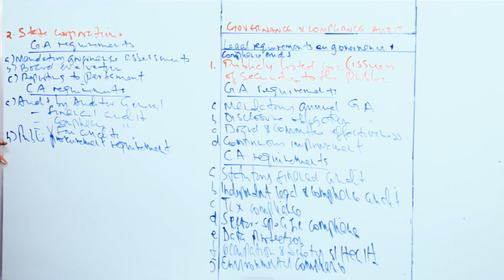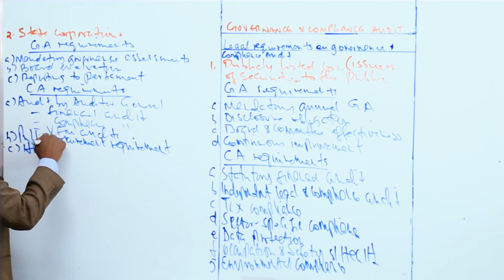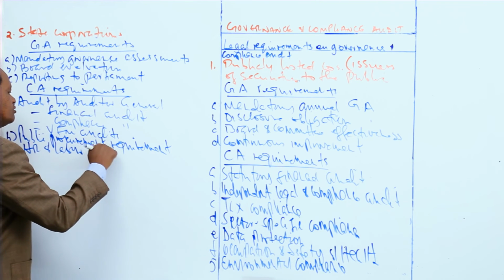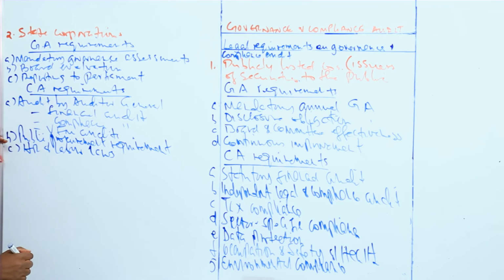You understand? There is also the HR and labor laws. Compliance with HR and labor laws. That's another compliance audit requirement. This is compliance with the Employment Act and other labor laws regarding terms of employment, statutory deductions, and workplace safety.